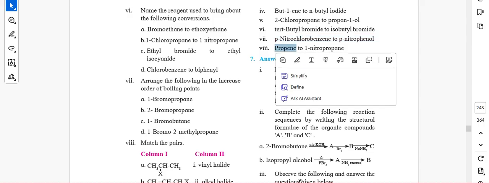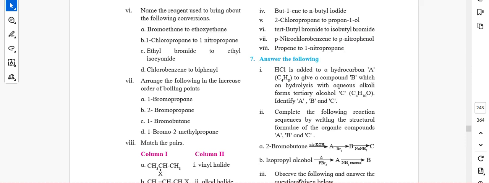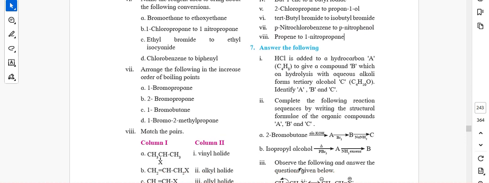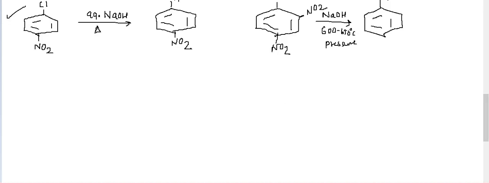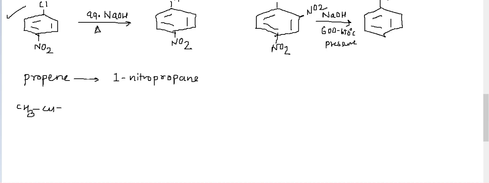And now the last is propene to 1 nitropropane. Okay, propene to 1 nitropropane. Let's solve this one as well. First write it down. Propene to 1 nitropropane. Now CH3 CH double bond CH2. This is propene, and we have to convert it into CH3 CH2 CH2 NO2.